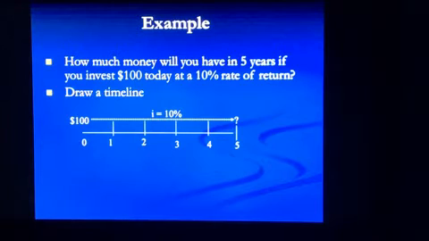So according to the timeline, at the 0 time period, 0 means today, we have invested $100, and we are supposed to calculate its value after 5 years. So at the 5th year we are supposed to calculate its value, and the rate of interest is 10%. The 5th year is our future value. So in this question we are basically asked to calculate the future value of your investment. So we need to use the future value formula.